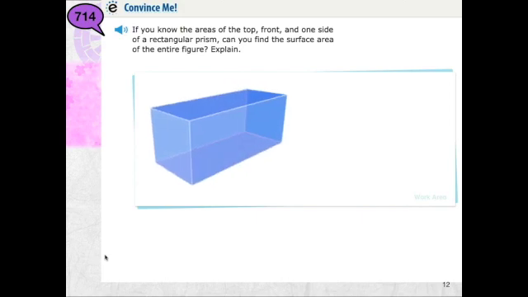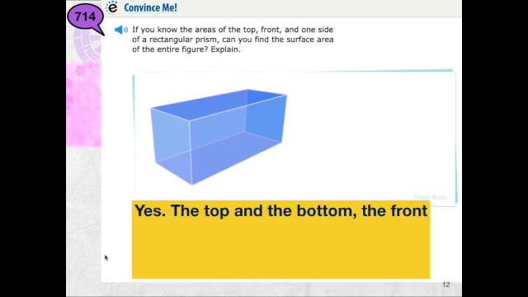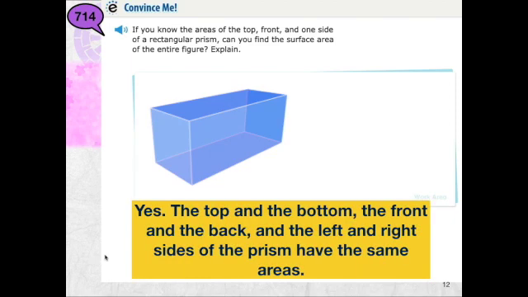So here, our solid figure will be a rectangular prism. We know that the top part of the rectangular prism is equal to the bottom part. The front side is equal to the back side. And the right side is equal to the left side. So if we know the areas of the top, front, and one side of a rectangular prism, can we find the surface area of the entire figure? Explain. So here the answer will be yes, since the top and the bottom, the front and the back, and the left and right sides of the prism have the same areas.